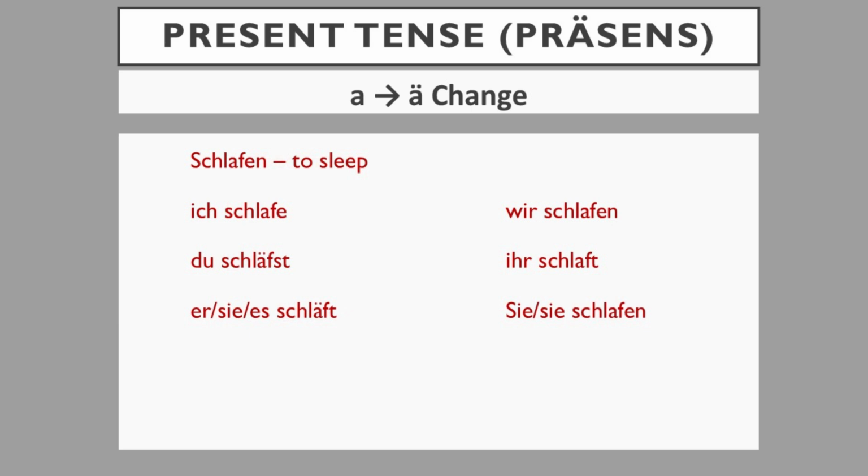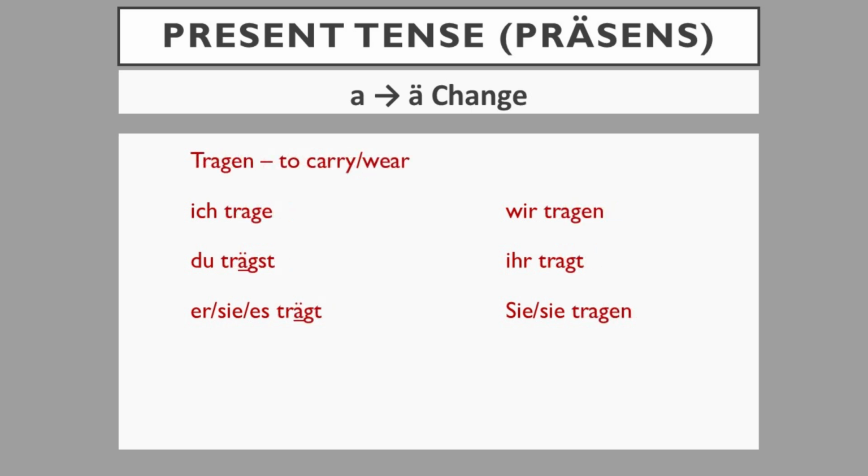Other examples are schlafen, which means to sleep. We say, ich schlafe, du schläfst, sie, es schläft, wir schlafen, ihr schlaft, sie schlafen. Tragen means to carry or to wear. We say, ich trage, du trägst, sie, es trägt, wir tragen, ihr tragt, sie tragen.